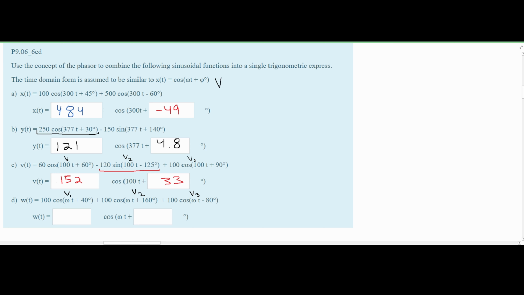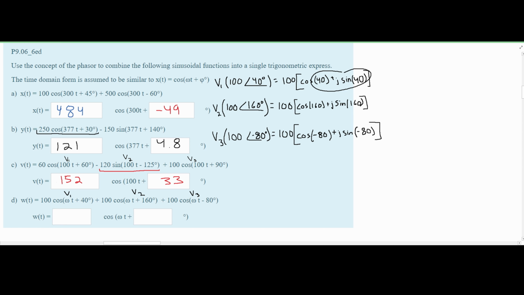So for our V1, inside of here, we are going to have our Vm first, which is our 100, and then we are going to have our angle, which we know to be 40 degrees, and this represents the entire V1. Now for this, we are going to put our Vm, which is the 100 out front, and then inside of here, we're going to have the cosine of our angle plus j times the sine of our angle. And then we're going to repeat this for V2 and V3. I made a mistake right here, and I corrected it. It should be 40 degrees, not 45 degrees for these.